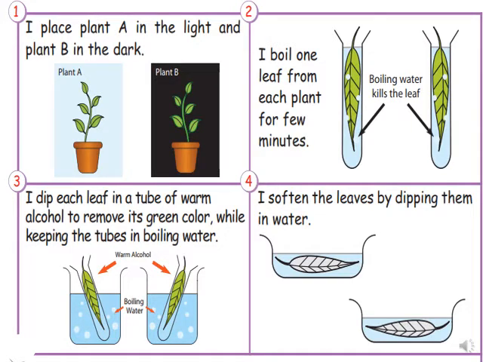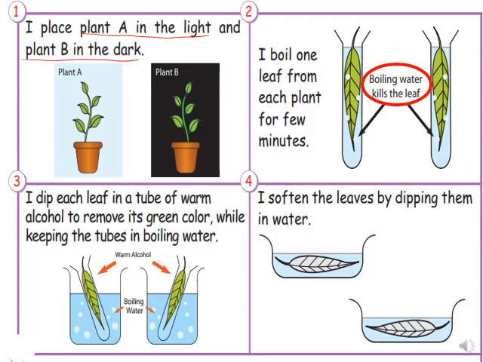So here we have this experiment. We have two plants, plant A and plant B. Plant A was placed in light, whereas plant B in darkness. So plant A contains light, plant B doesn't. We boil one leaf from each plant, one leaf from plant A and one leaf from plant B, for a few minutes. Boiling has an important role. It kills the leaf, it kills the components of the leaf.